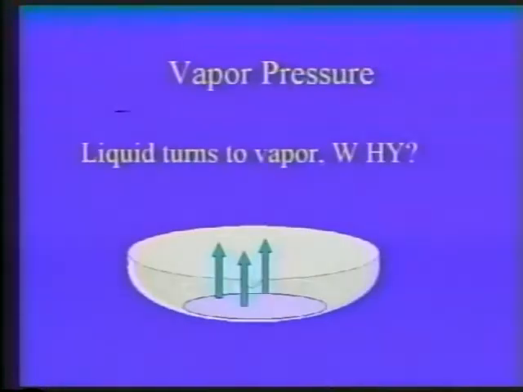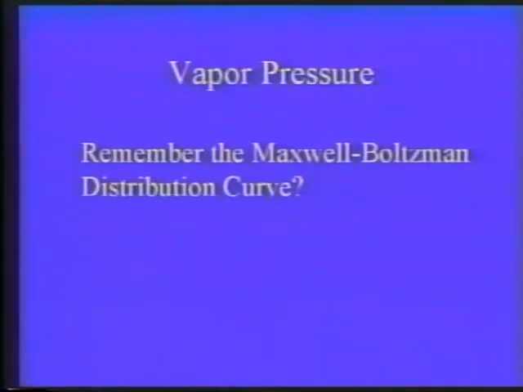All right. Vapor pressure. Liquid turns to a vapor. Why does liquid turn to a vapor? Why does this liquid sitting down here in the bottom of this evaporating dish vaporize and come off? Well, that's a good question. What do you think the answer is? I could put this in a higher atmospheric pressure and the stuff would still evaporate. Why does it come off? Do you remember the Maxwell-Boltzmann distribution curve?